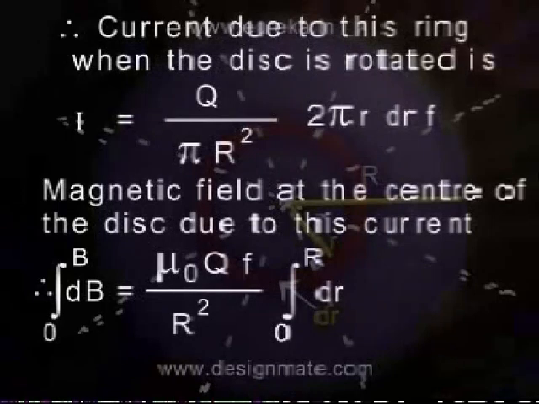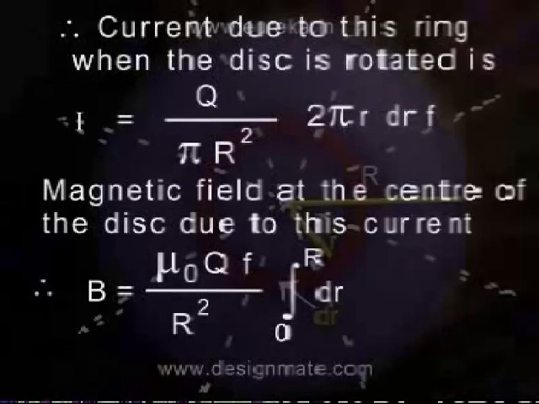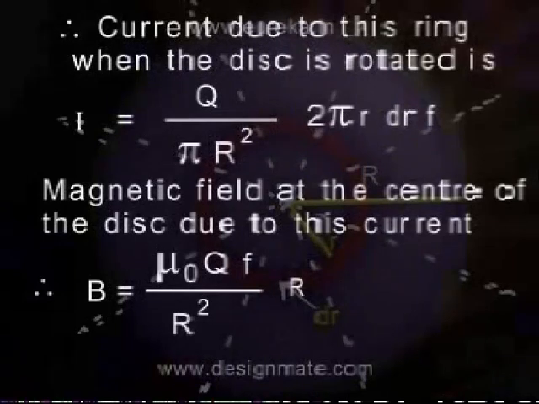Therefore, B is equal to mu0 Qf upon r square into integral 0 to r dr. Therefore, B is equal to mu0 Qf upon r.